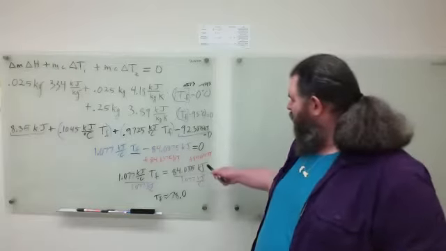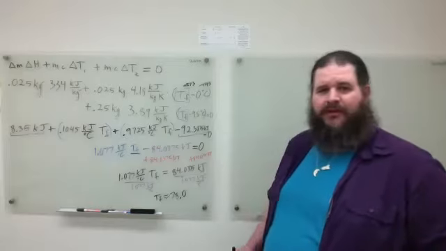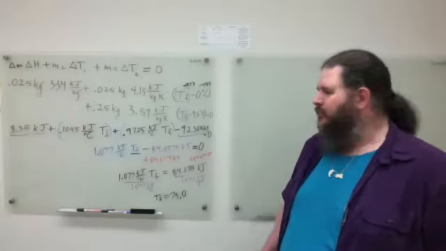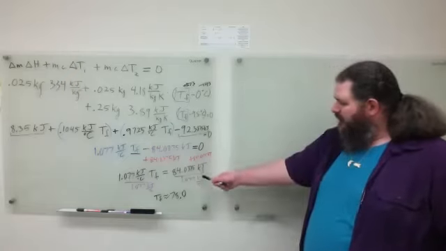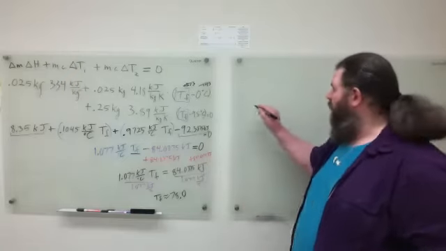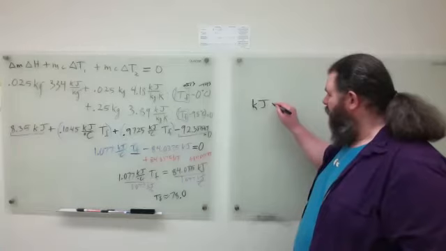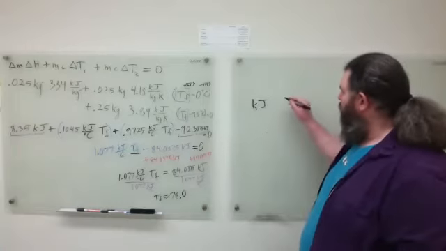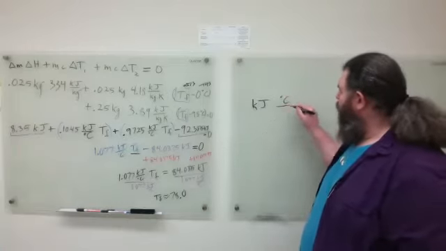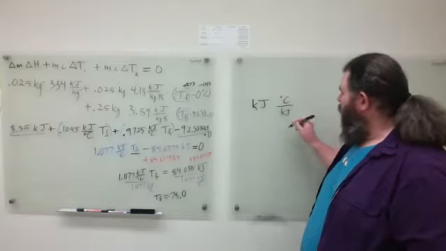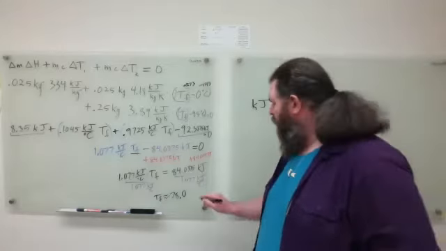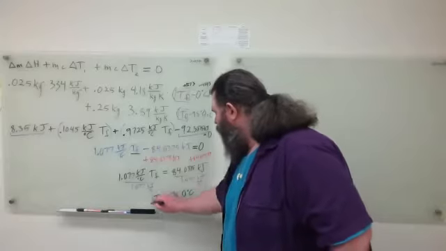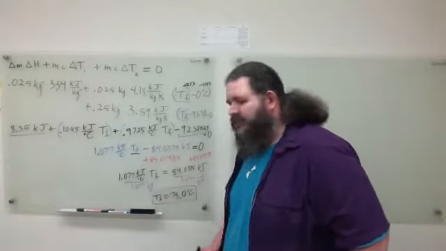What happens when we take kilojoules and divide by kilojoules per degree Celsius? Yeah, we're left with just degrees Celsius. Because remember, dividing by a fraction is the same as multiplying by its reciprocal. Dividing by kilojoules per degree Celsius is the same as multiplying by degrees Celsius per kilojoule. Kilojoules cancel out, we're left with degrees Celsius. So that's what the final temperature should be, 78 degrees.